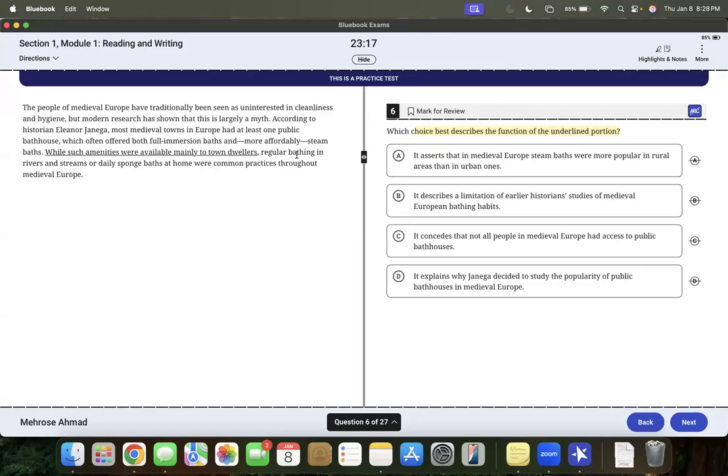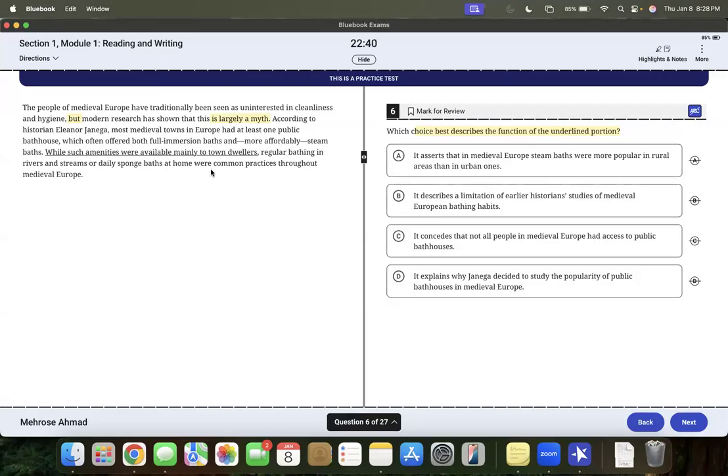I read that out loud. Now I'm going to use the highlighting feature, showing how I personally would approach this. People of medieval Europe have traditionally been seen as uninterested in cleanliness and hygiene, but modern research shows this is largely a myth. Why am I highlighting these parts of the sentence? I'm highlighting the contrast, right? The first sentence says, oh, it seems like they're not interested. Is that what the passage is about? No, the passage is proving the exact opposite, that this is a myth. So I'm highlighting the words "but" and "this is largely a myth" to make sure that contrast is clear and visible to me.